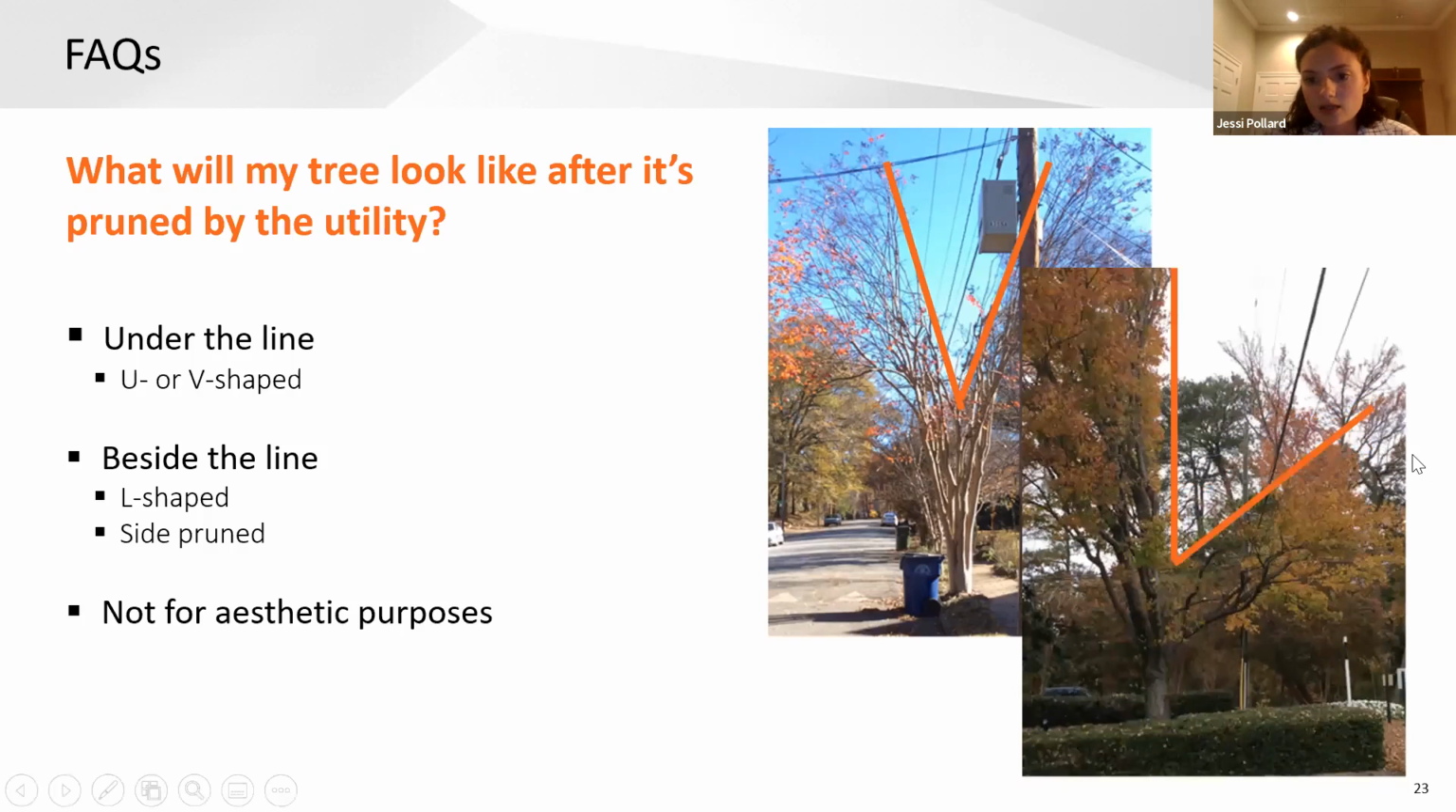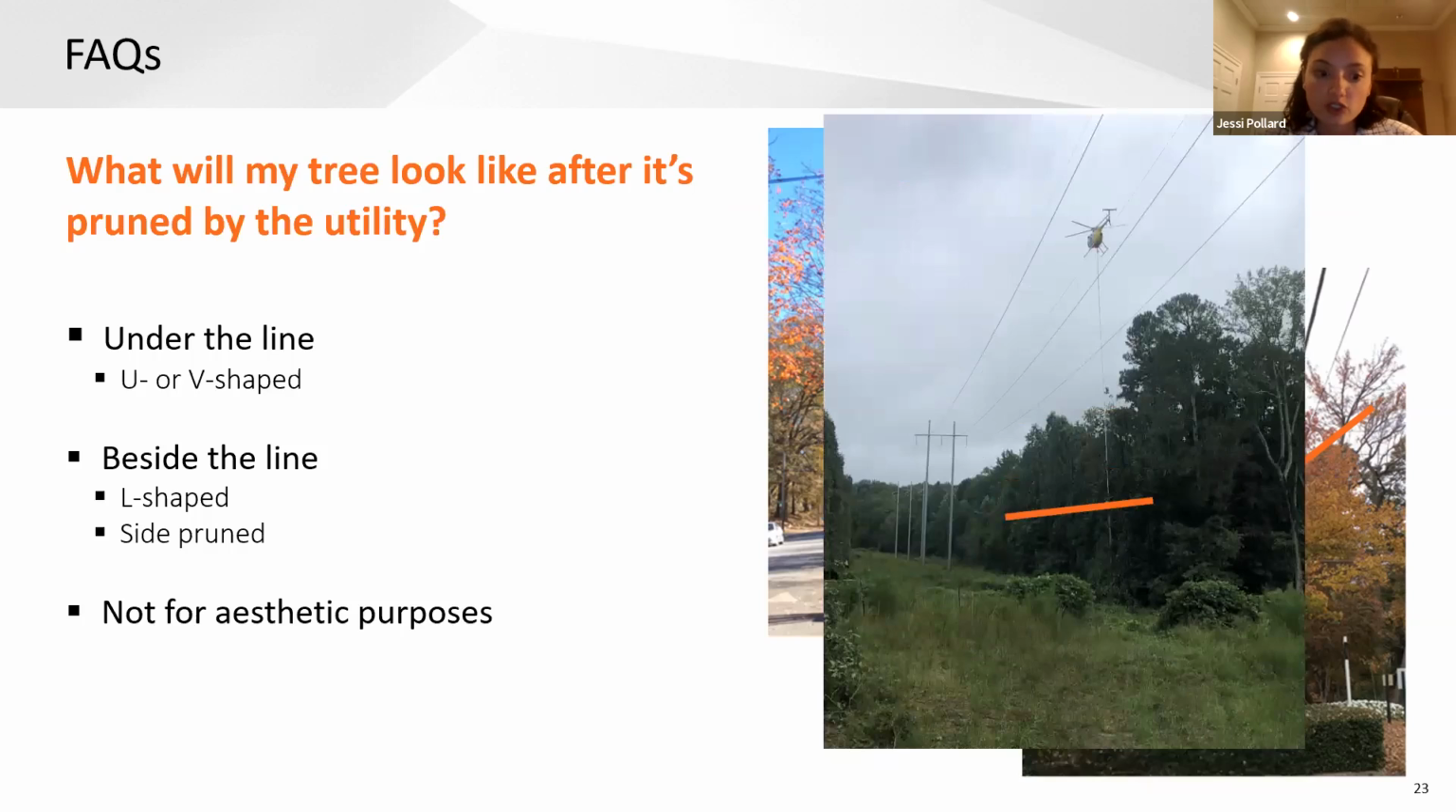You may see this, which we would say is L'd out. This tree is beside the line, and we L out the sides, we trim off the back, and we leave the tree with a shelf underneath. This is another ANSI standard proper way of pruning a tree. And then you may see trees side pruned. In some of our bigger corridors, some of our more rural areas, you may see trees that get totally side pruned, which is also a proper way to prune trees.